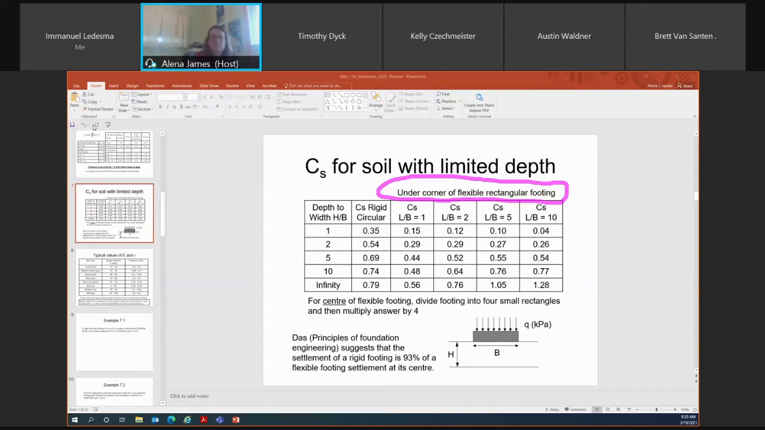Elena? Yes. If you were to experience elastic settlement around the foundation of your home, what would that exactly mean?